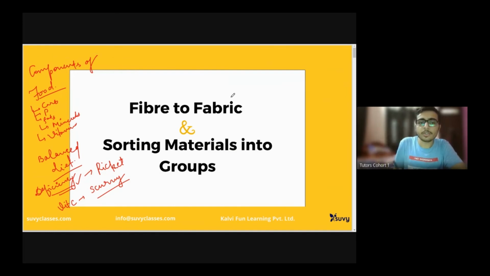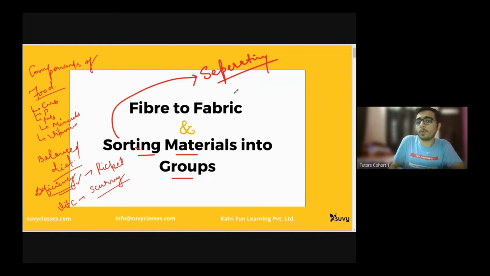Unit 3. Now we shall go into sorting of materials into groups. Now what is sorting, children? Sorting is nothing but separating things. Like if I say today I will have food or not food. Okay, so I hope you can see me.